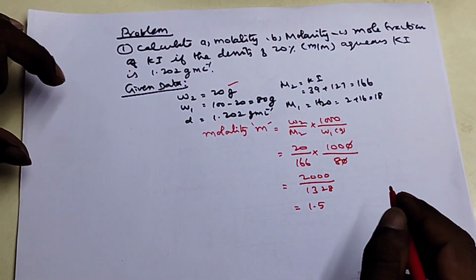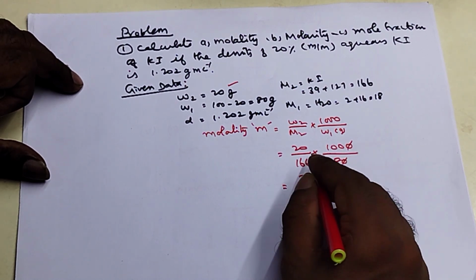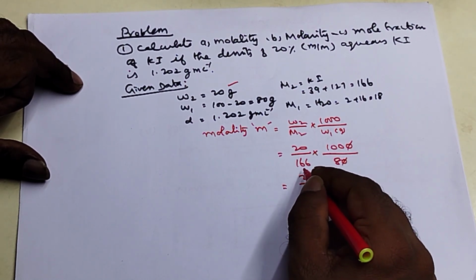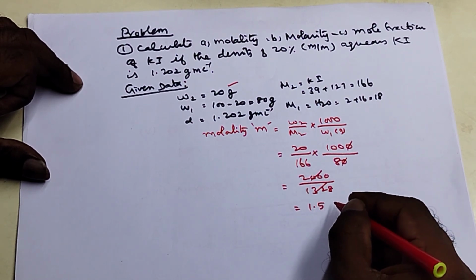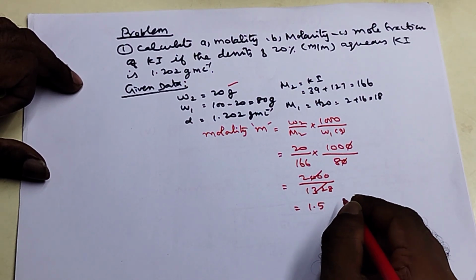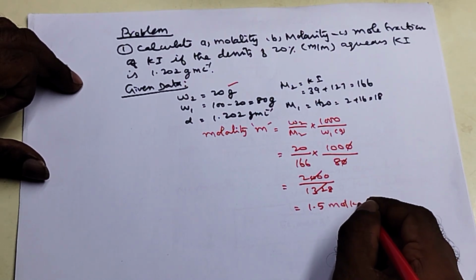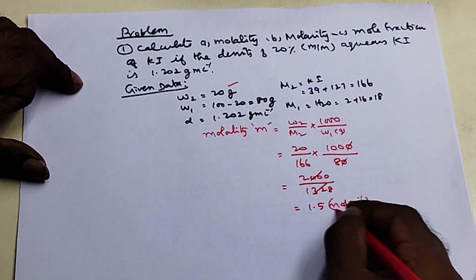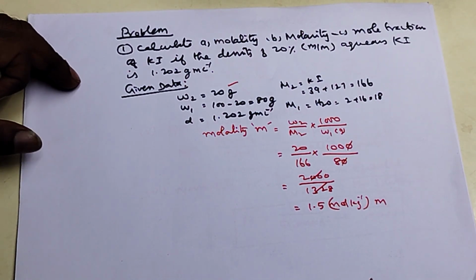Now we substitute the values. If you cancel a zero, 20 into 100 is 2000, and 166 into 8 is 1328. If you simplify it, we get the value 1.5. That is moles per kilogram, or simply you can say small m, molality.